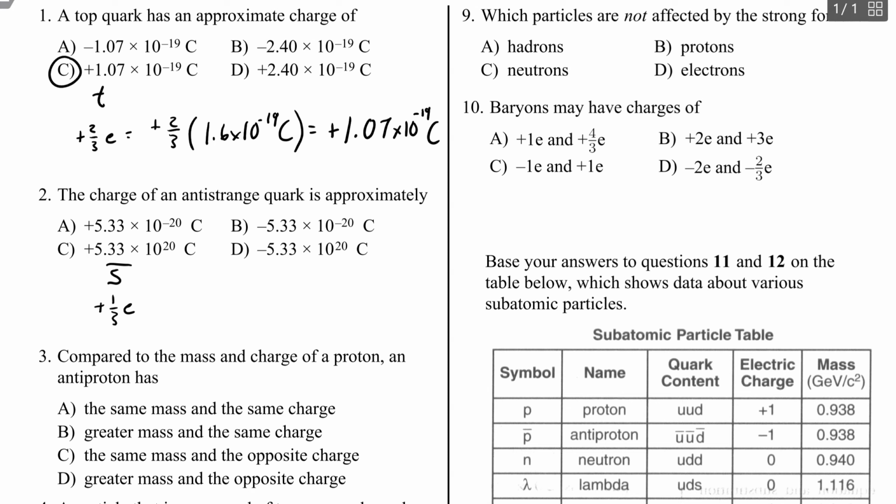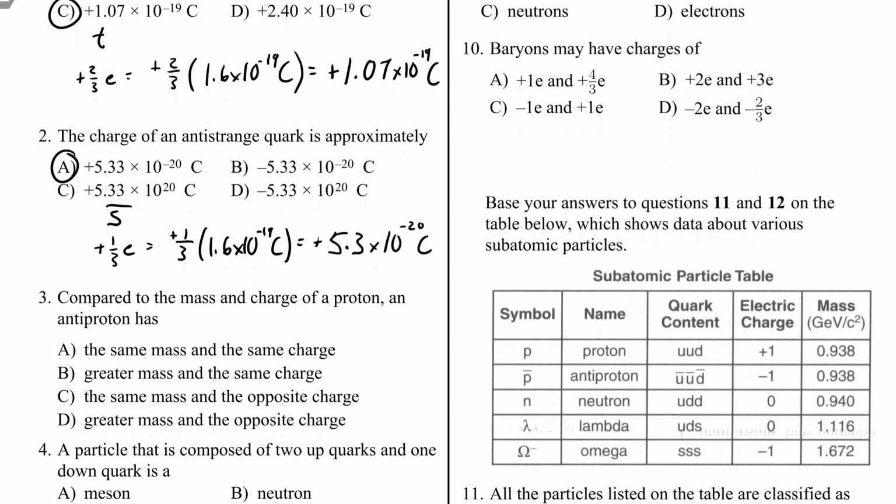It's opposite the charge in your reference table, which is equal to 1 over 1/3 times 1.6 times 10 to the negative 19 coulombs, which is equal to positive, here we go, positive 5.3 repeating times 10 to the negative 20 coulombs of charge. So we're looking at choice A. Positive and to the negative 20.